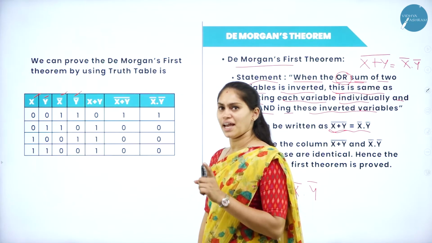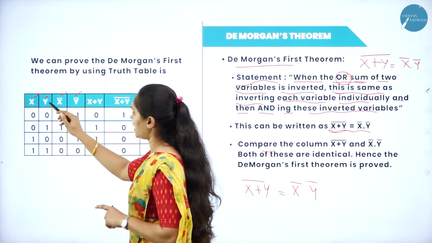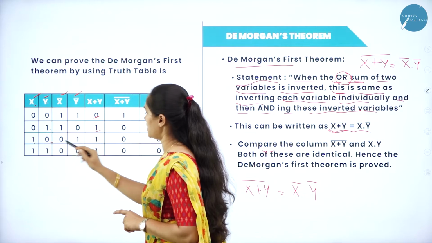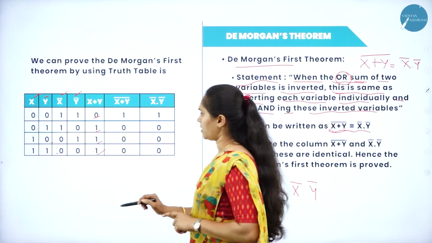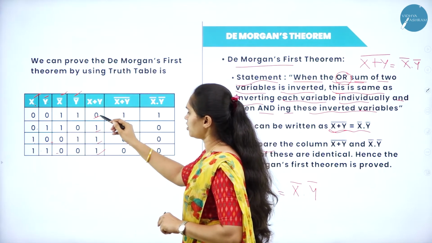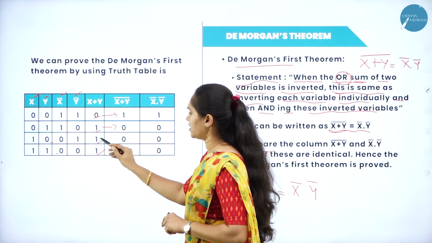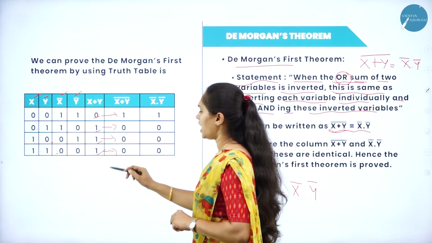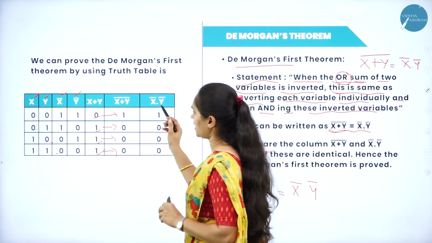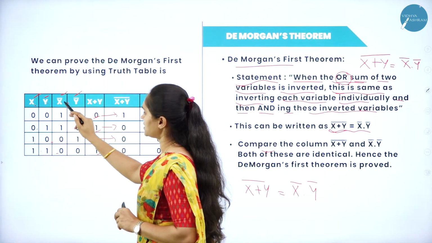Now let me add x plus y. So x and y: 0 plus 0, it will be 0. 0 plus 1, 1. 1 plus 0, 1. 1 plus 1, 1. If I invert it, that means if I find the complement, 0 will be converted to 1, 1 will be converted to 0, 1 to 0, and again 1 to 0.